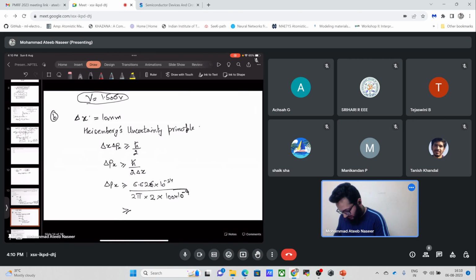6.626 divided by 2 divided by pi divided by 100 divided by 2. It comes out to be equal to 5.273 into 10 to the power of minus 28 with the units of kg meter per second. Okay.